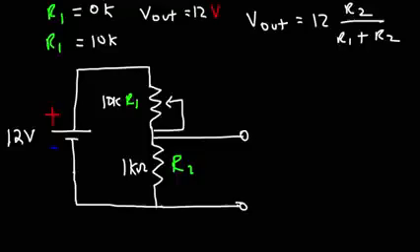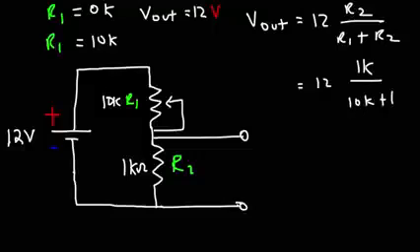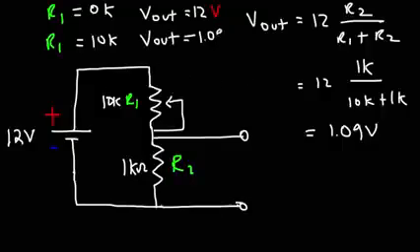Now what about if R1 is set to its maximum value? In this case, R2 is still 1K, R1 is 10K. So it's going to be 12 times 1K divided by 11K. So the minimum voltage of this circuit will be 1.09 volts when R1 is adjusted to its maximum value. So using this potentiometer, we can adjust the voltage across R2 from approximately 1 volt to 12 volts. So that's another application of potentiometers.